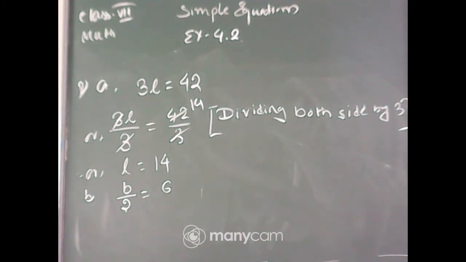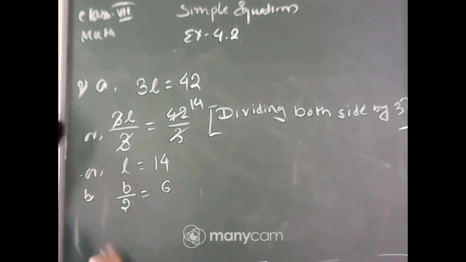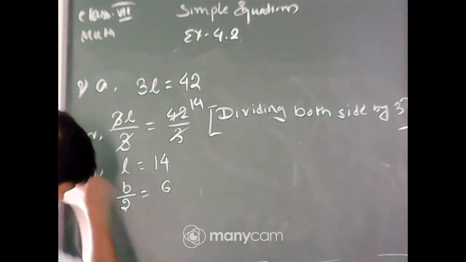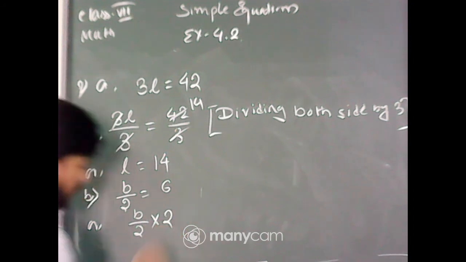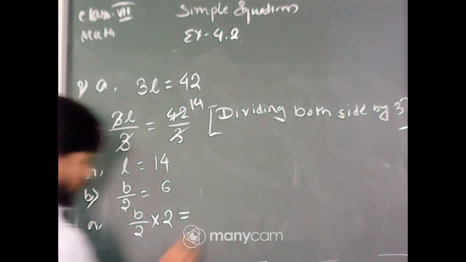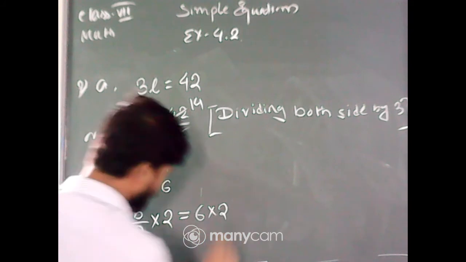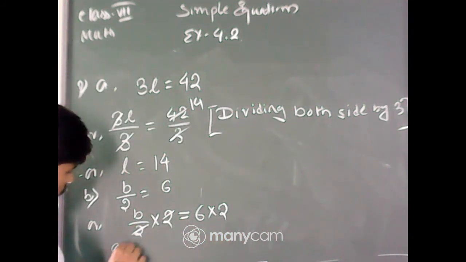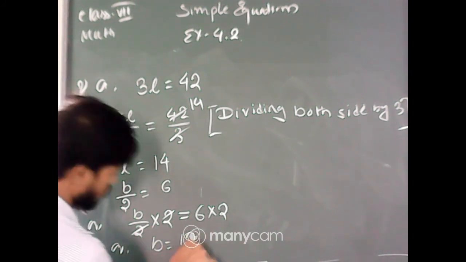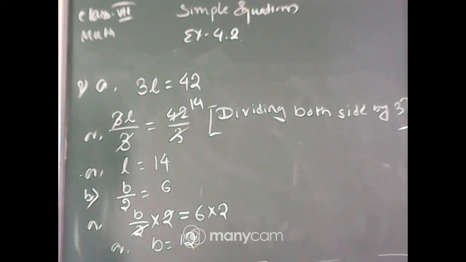We have to multiply both sides by 2. That means multiplying both sides by 2, we have b by 2 multiplied by 2 on the left hand side and 6 multiplied by 2 on the right hand side. So these two will cancel each other, means b will be equal to 6 times 2 is 12. So the solution of the equation is 12. Okay. Now, let us solve another problem.